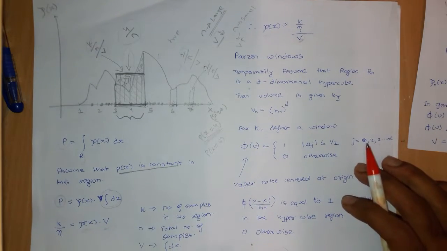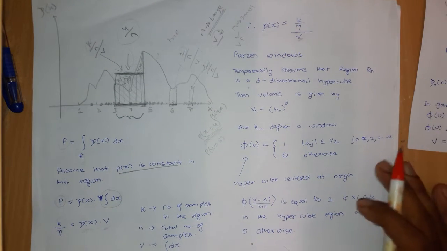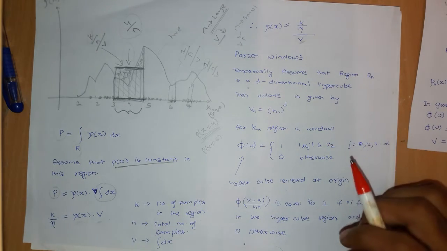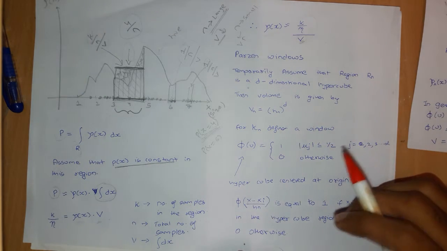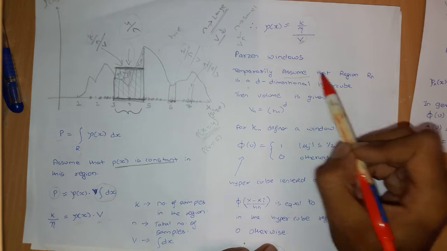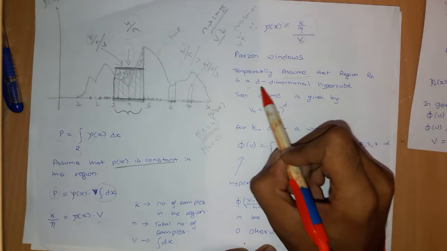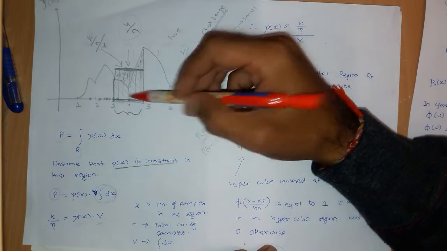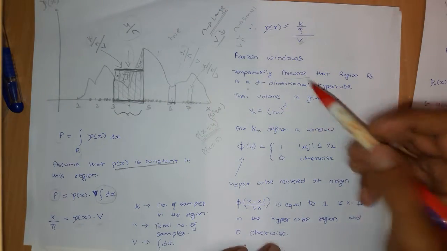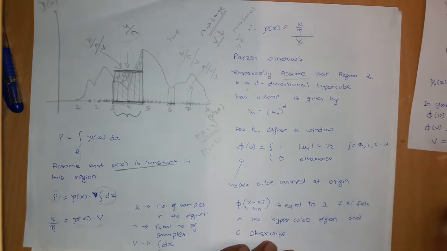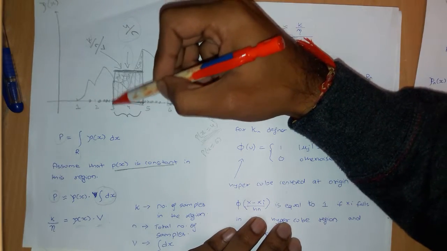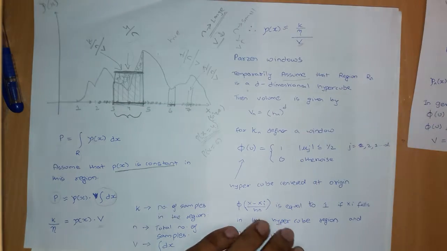With this, I guess we are okay to go with the Parzen windows. In Parzen windows, we assume that the region Rn is a d-dimensional hypercube. For the one-dimensional case, it is just a line, so this is not of that much interest.